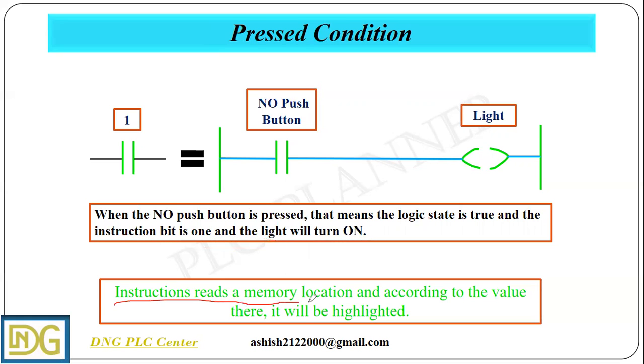The instruction reads a memory location and according to the value there, it will highlight it. When it receives the signal from the power supply source, it will highlight it in the green color.